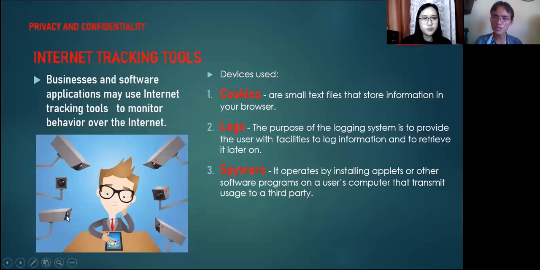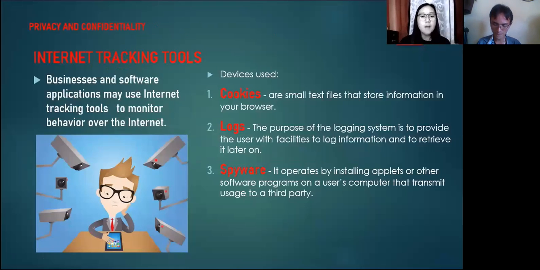So it's sometimes a matter of company policies to identify which of this information should be kept private or not, also under the Data Privacy Act of 2012 in the Philippines. So certain information should be kept private or confidential for the protection of the organization. Remember, information is considered a scarce or valuable resource that can either make or break a business. Okay, proceed. Businesses and software applications may use internet tracking tools to monitor behavior over the internet.